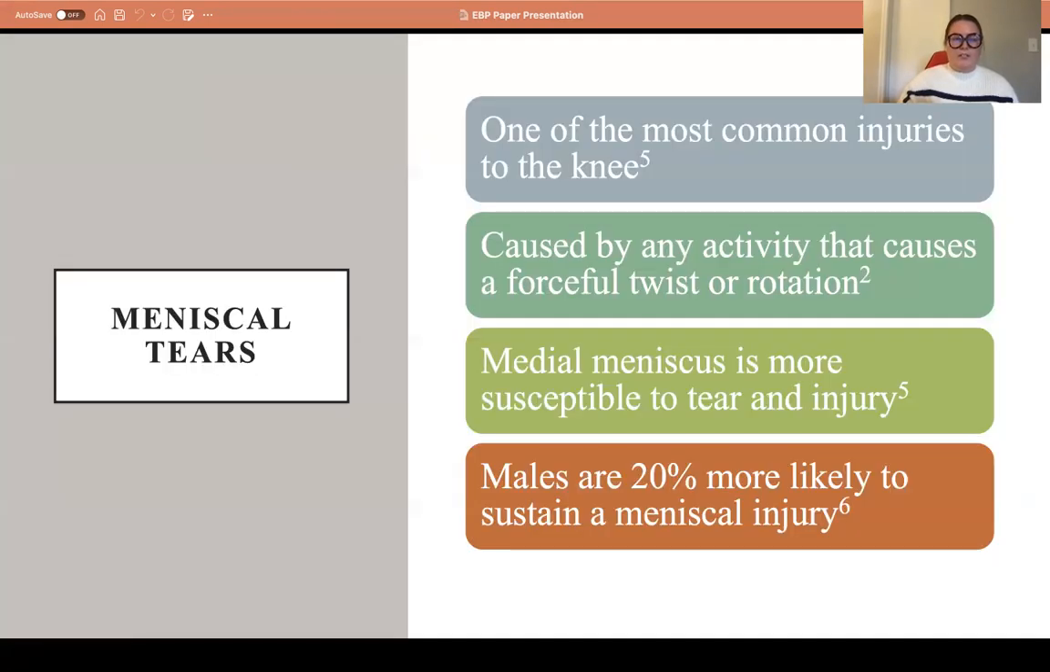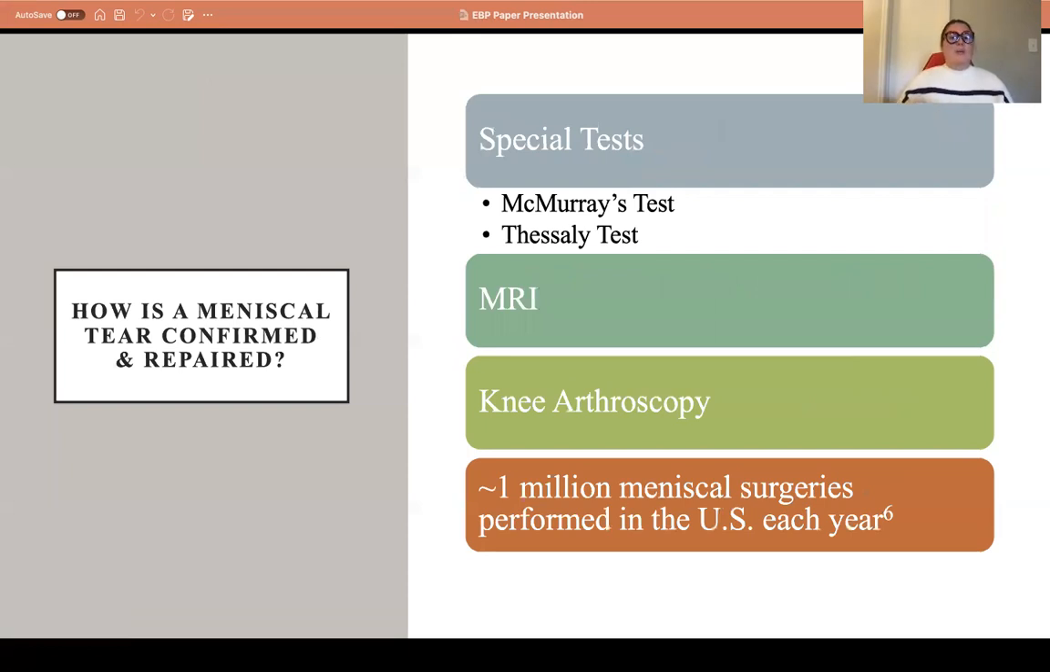Okay, we're back. So how is a meniscal tear confirmed and repaired? You could use special tests like the ones we're testing in this study today, like the McMurray's or Thessley's, and there are plenty of others. It's confirmed solely by an MRI. So an MRI is basically the gold standard at this point for confirming a meniscal tear.